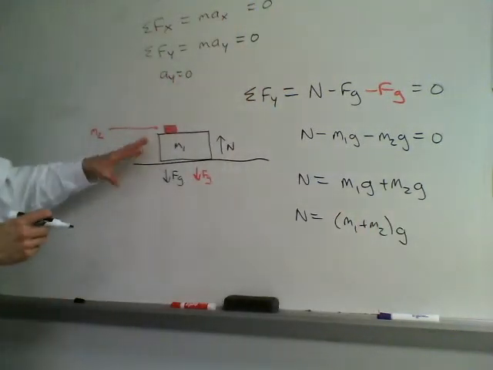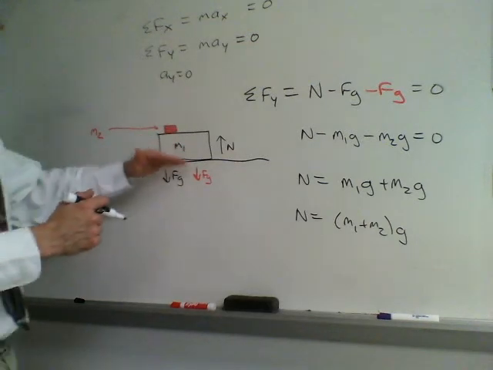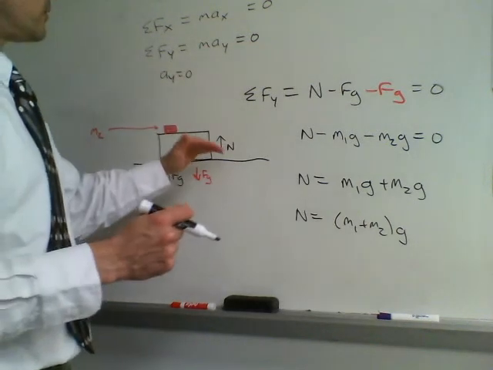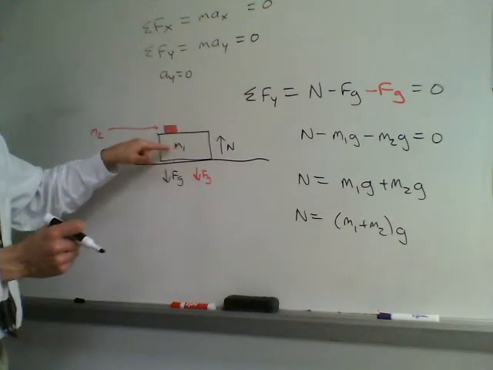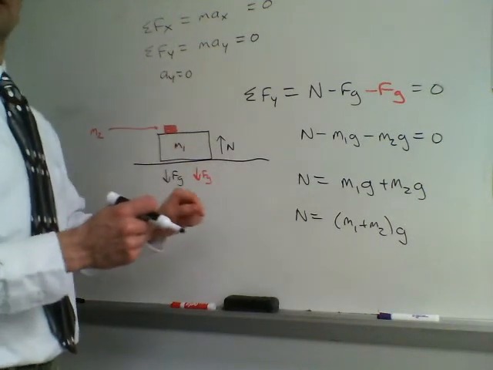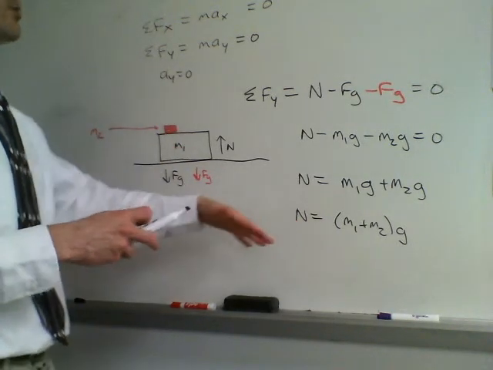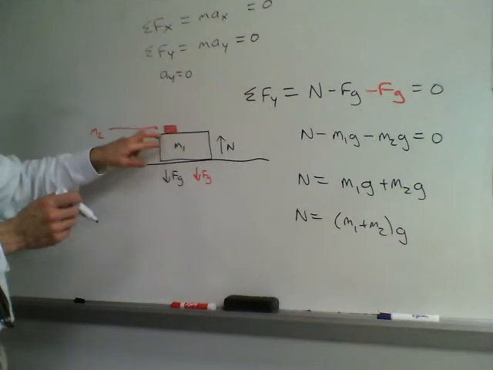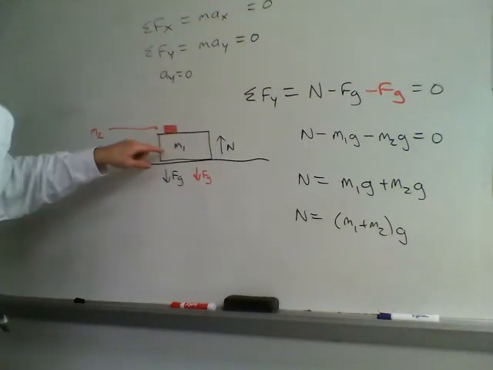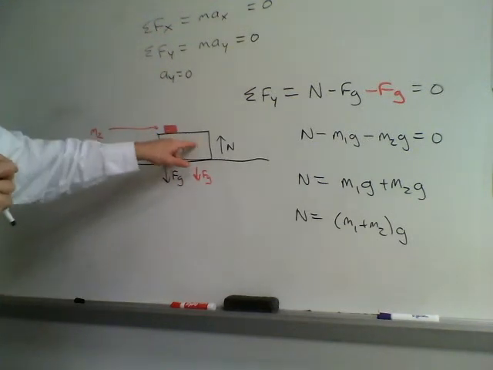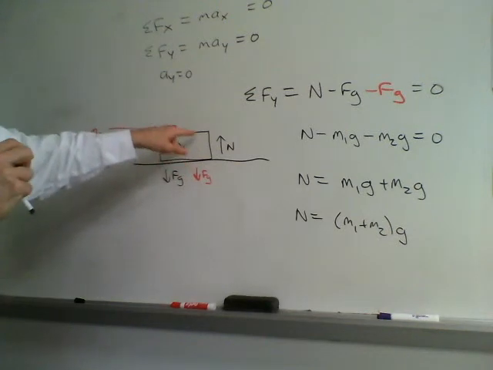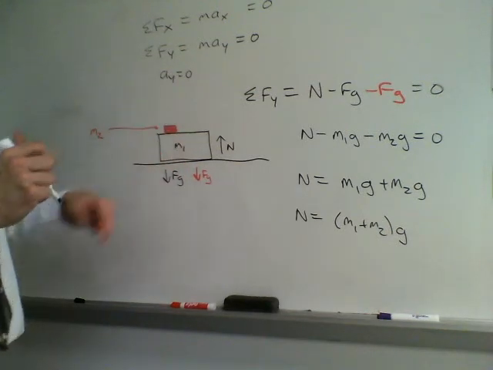So in order for the system to stay in equilibrium, the ground has to push up to not only accommodate block 1, but block 2 as well. So this shows that the normal force isn't always equal to just the mass of the one object. In this case, the normal force on this block 1 here is both the mass of M1 and M2.